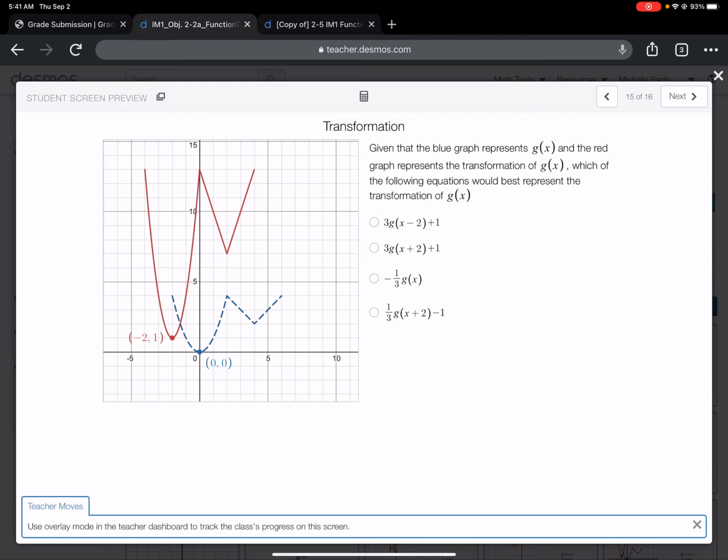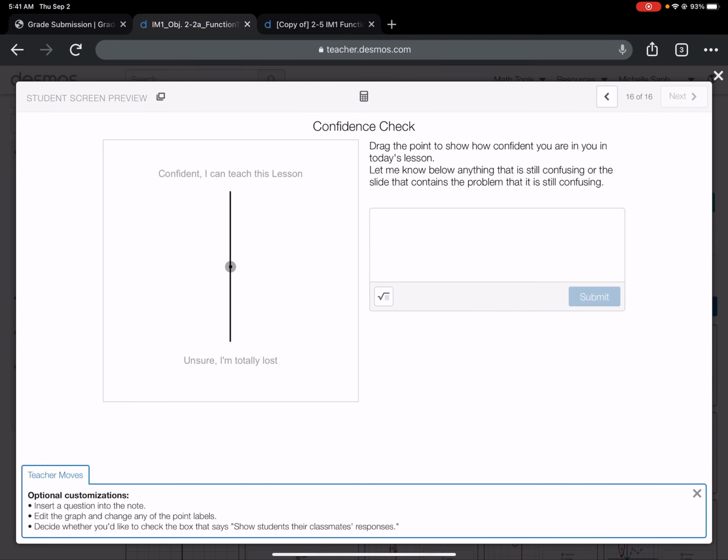Blue graph is the original, and then red is the transformation. So I moved to the left by 2, so that would be addition by 2. I moved up by 1, and then it is more narrow. Okay. All right, so that is it for this Desmos.